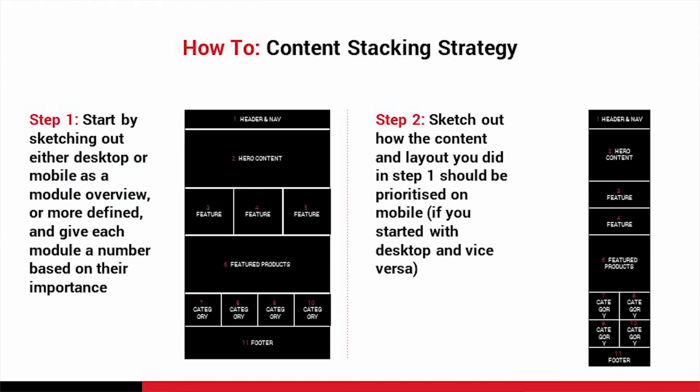In terms of how to go about doing content stacking strategy, this is going to be the foundation for the wireframing that we talk about in the 7th lesson. Start out by sketching out either desktop or mobile as a module overview, or go into more detail, and then give each module a number based on its importance. So be clear on the importance of that content. Then if you started with desktop, go on to mobile and do the same layout, for example the home page. Sketch that out and lay out exactly how that content should be prioritized. You might find yourself in a situation where you see that the content on mobile should be organized slightly differently, and that's fine to some extent.